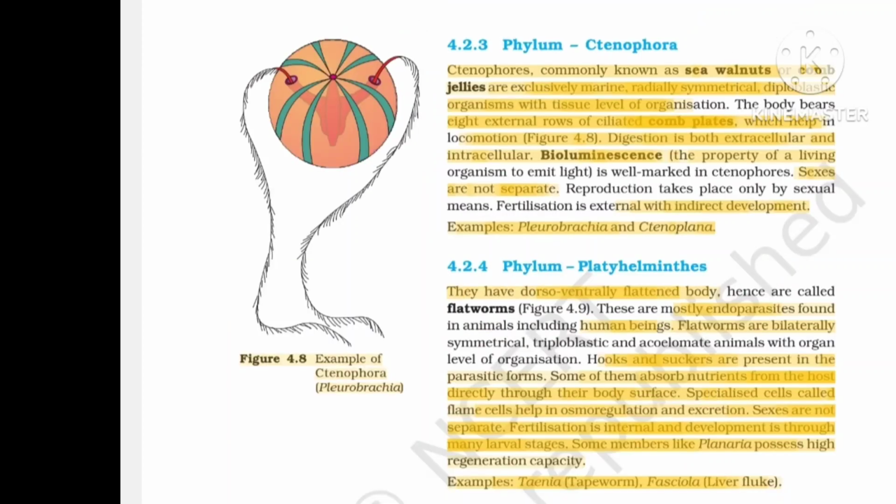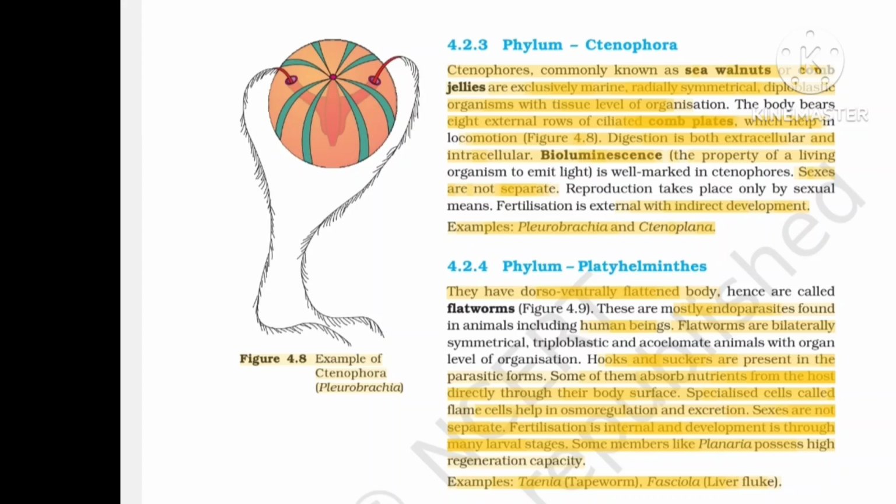The next phylum is Ctenophora, which is also called sea walnuts or comb jellies. They are exclusively marine, radially symmetrical, and diploblastic. The organisms exhibit a tissue level of organization. They have both extracellular and intracellular digestion. They show the property of bioluminescence, which means these organisms emit light. Sexes are not separate, and reproduction takes place only by sexual means. Fertilization is external, with indirect development. Examples are Pleurobrachia and Ctenoplana.